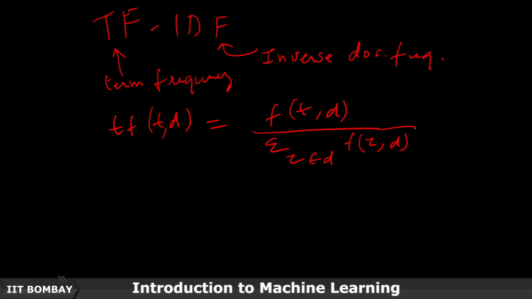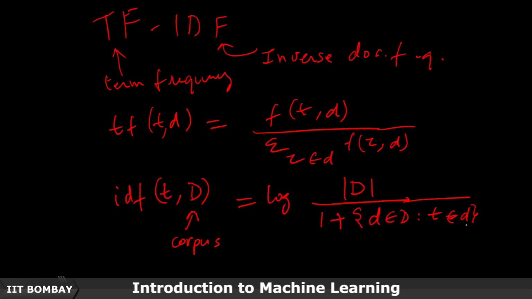So the total number of documents is divided by the number of documents in which this term appears. Here, when the denominator is small, you will get a large value. If the denominator is large, then you will get a small value. So that will temper the IDF. Basically your entire feature for one term will be TF times IDF.